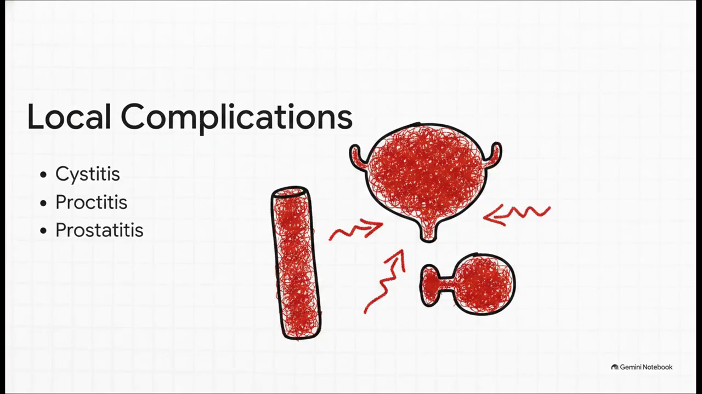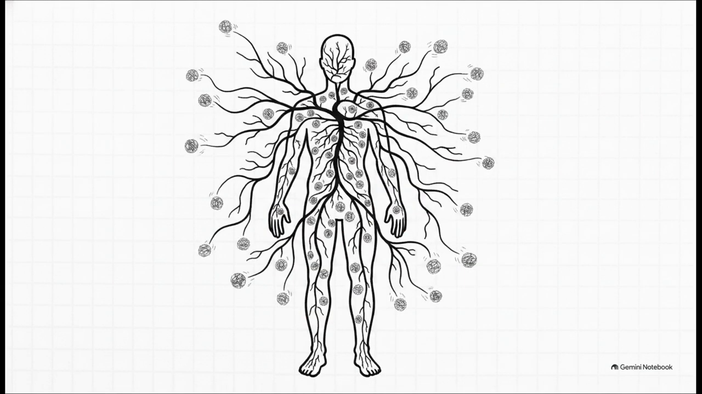Because here's the thing, locally, this infection doesn't just stay put. It can easily spread to adjacent structures. We're talking cystitis in the bladder, proctitis in the rectum, or prostatitis in the prostate. These inflammatory conditions show just how aggressive that localized spread can really be. But the real danger lies in dissemination. Systemically, the bacteria can spread right through the bloodstream and lead to some genuinely life-threatening outcomes. You could see bronchitis, pharyngitis, septic shock, and DIC. Rarely, it can even trigger infective endocarditis.